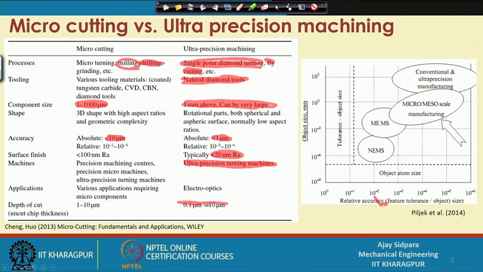Depth of cut: what we are doing, the depth of cut is very small here. You can see 0.1 micron depth of cut also you can give, depending on the precision and the resolution of your machine. And the application is mostly optical materials, because we will see many examples where most of the components are optical in nature.